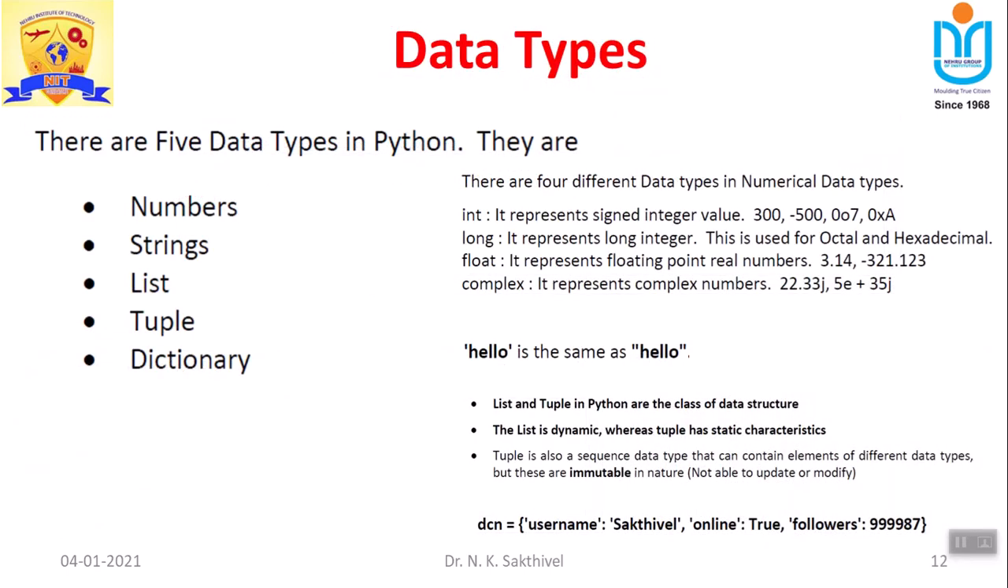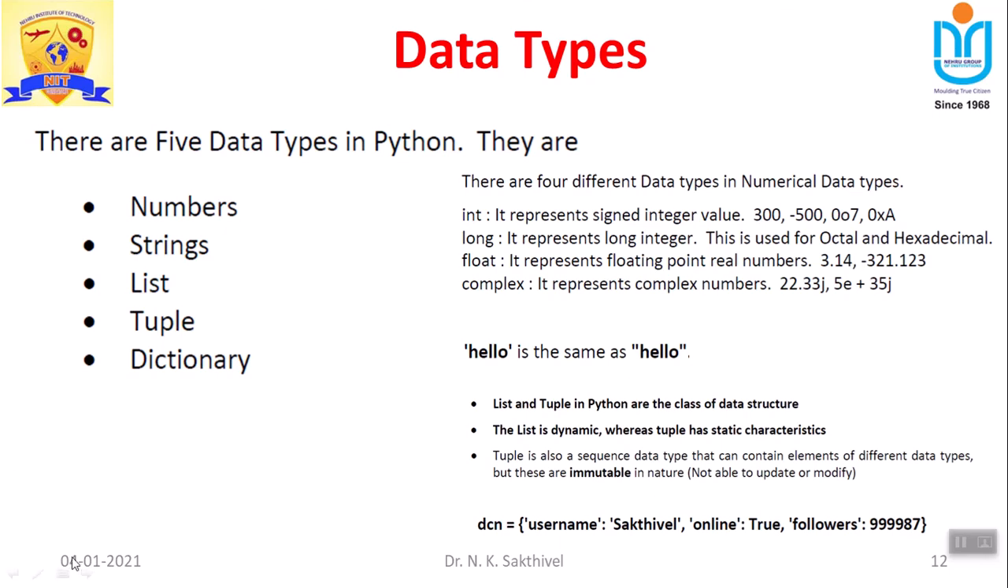Then after that, data types. In MCQ questions, we may get a question like this: what are the types of Python data types? There are 5 types: numbers, strings, list, tuple and dictionary. Frankly speaking, list, tuple and dictionary are called data structures. Data structures also come under the listing of data types.